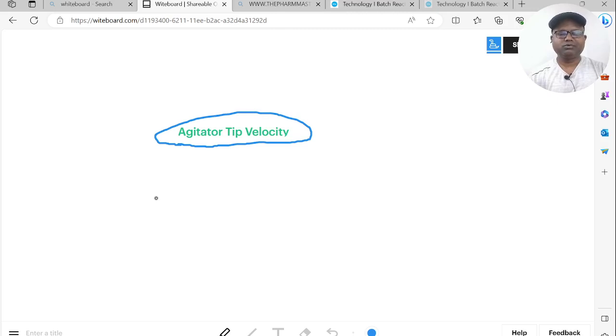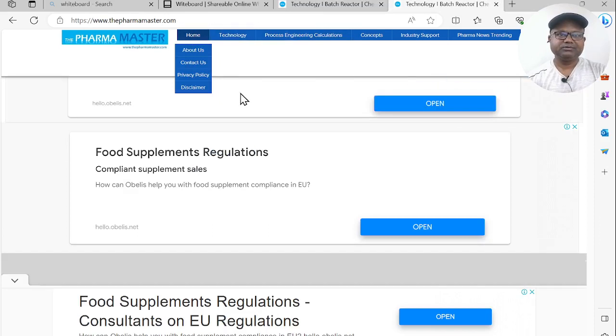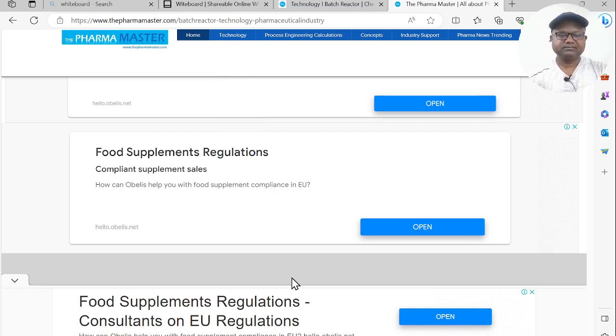So for more information and to elaborate this concept, we can go to a website called pharmamaster.com. In that, you have to go to the page Technology, and in that you have to go to the Batch Reactor. This will help us to know the concept.